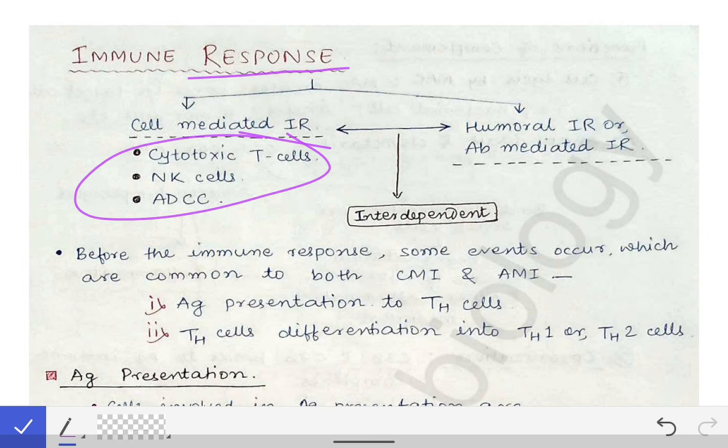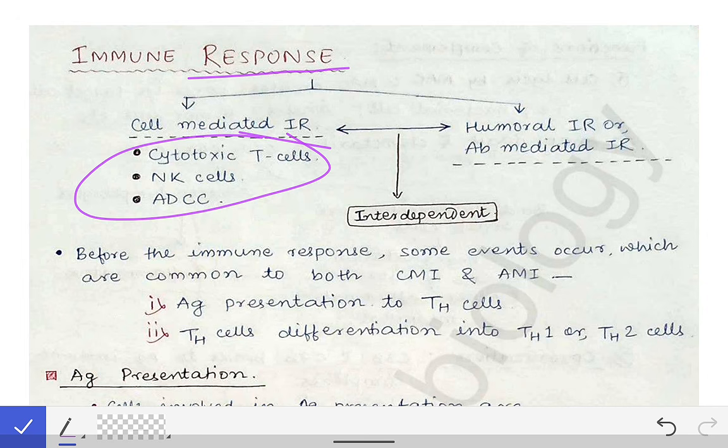We will be discussing these two types of immune responses in quite detail in our upcoming videos, but here one should be very clear that these two immune responses are not separate entities. They are interdependent. That means the cell mediated immune response requires the help of antibody, while the antibody mediated immune response requires different types of cells to act. Okay, so these two are interdependent. This feature of interdependency you will understand better when we discuss these two types of immune responses in detail in upcoming videos.